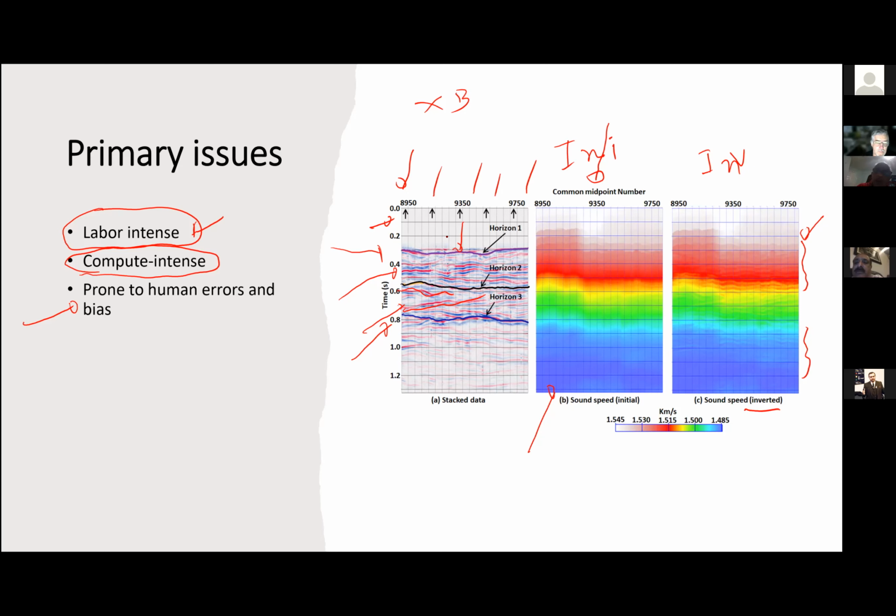Of course, you can say that I can add some additional horizons besides these 3 horizons and force the inversion to find them. But we don't want that, because it will add human bias. What we want to do is provide no horizon at all and still find those features. That would be the ideal thing to do.